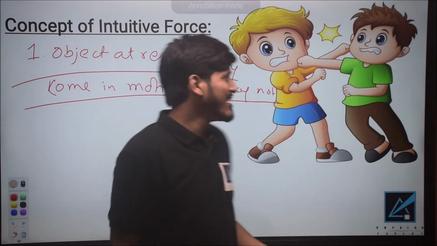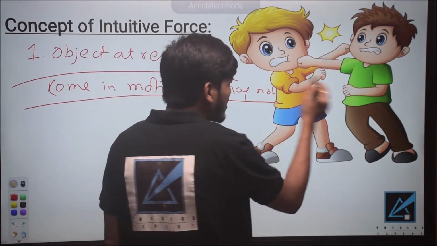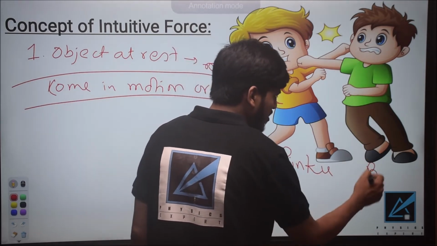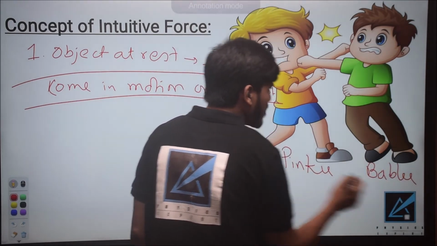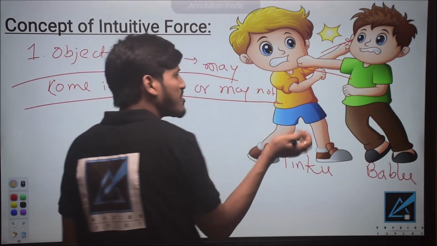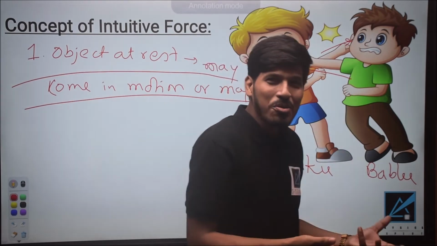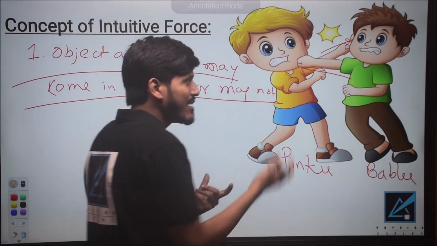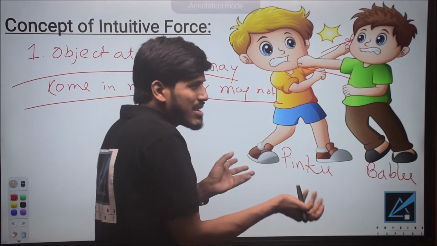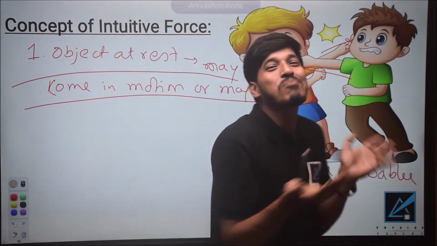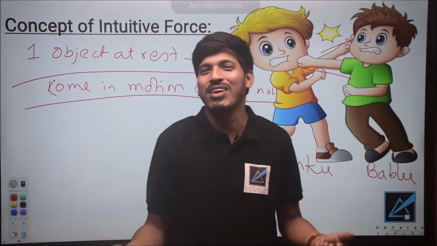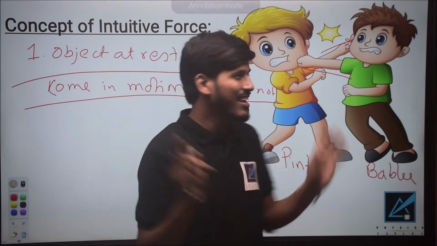Here, this is Pinku and this is Bablu. Pinku is exerting force on Bablu and Bablu is exerting force on Pinku. Now what will happen? Whether Bablu will move or Pinku will move or will remain the same, what will happen? It depends upon the concept of net force, which is very much important in physics.